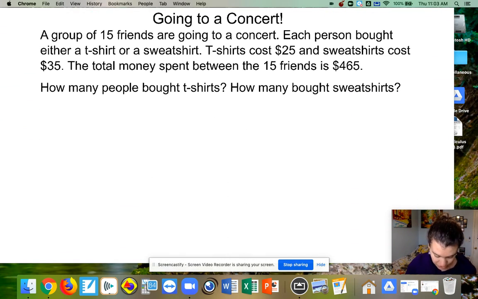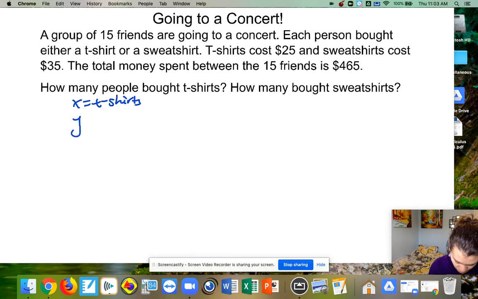Okay, another one. So you're going to a concert. A group of 15 friends go to the concert. Each person buys a t-shirt or a sweatshirt, not both. T-shirts are $25, sweatshirts are $35. Total, they spent $465. So we got to figure out how many t-shirts were bought and how many sweatshirts. So let's say x is the t-shirts and y is the sweatshirts. Again, you could flip that and it wouldn't matter.